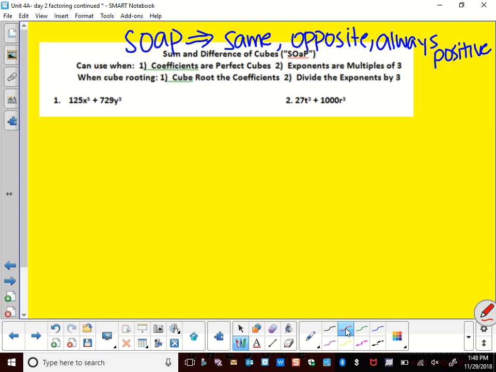We know it's SOAP when there are cube roots, okay? Our exponents are multiples of 3, so when you're cube rooting, you just take the cube root of the coefficient, and you divide the exponents by 3. Let's look at number 1. I don't have a GCF. What's the cube root of 125?